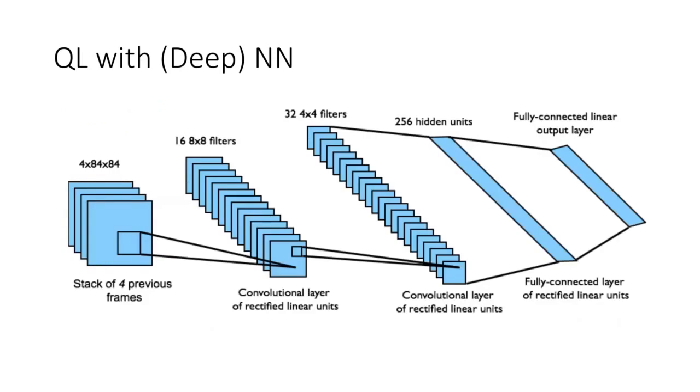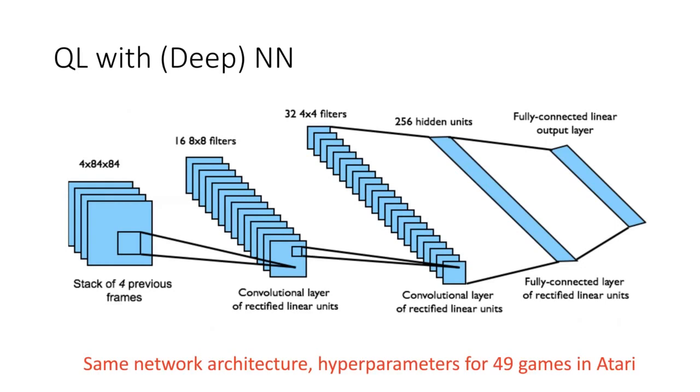So this is the precise characterization. You have three convolutional neural network layers and then a few fully connected neural network layers. One thing to notice is that they use the same neural network architecture and hyperparameters for all the 49 games. They did train for different games, but they didn't change the hyperparameters.